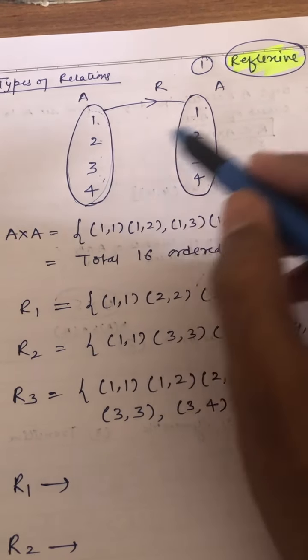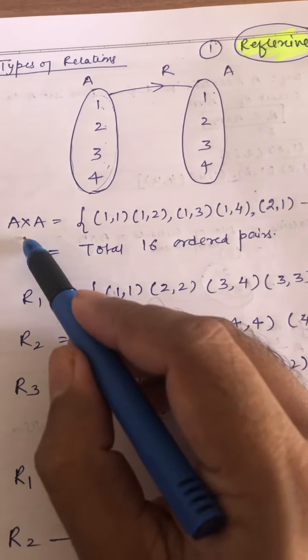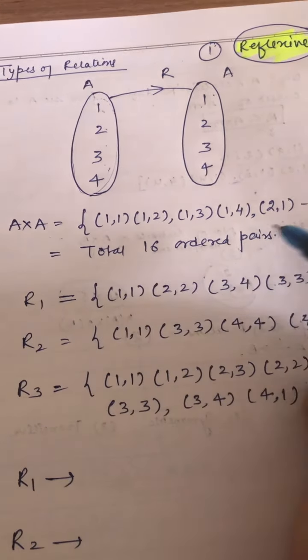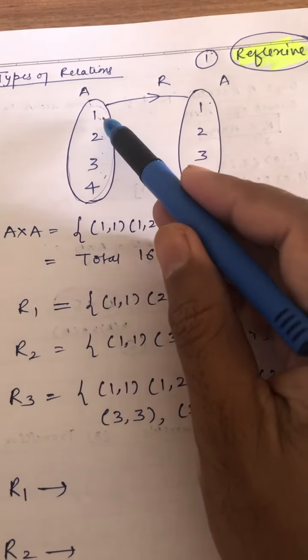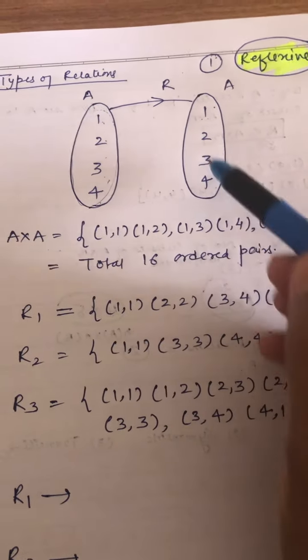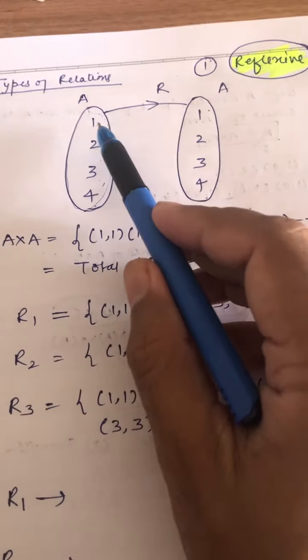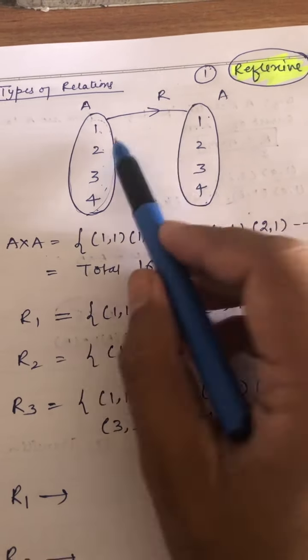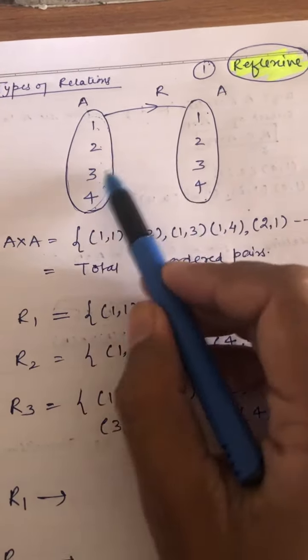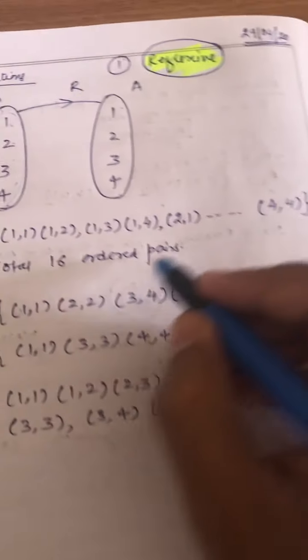So A is {1, 2, 3, 4}, again A is {1, 2, 3, 4}. First, I will find out A cross A. In A cross A, how many ordered pairs will there be? 16, because in set A we have 4 elements, and also in this we have 4 elements. So 4 into 4, how many ordered pairs? 16. So 1 will be paired up with all: (1,1), (1,2), (1,3), (1,4), (2,1), (2,2), (2,3), (2,4), (3,1), like this. There will be 16 ordered pairs.